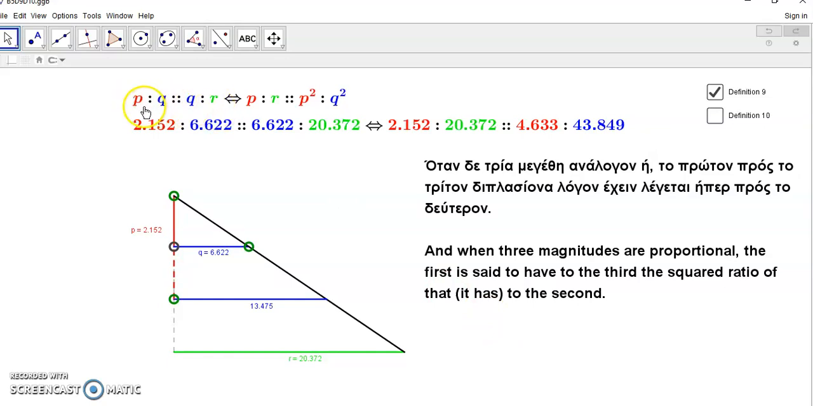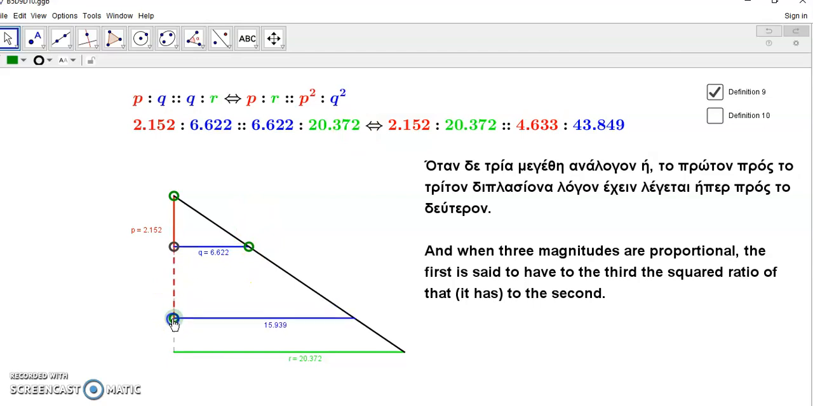So definition 9 says that if you have three magnitudes, as you see here, P, Q, and R, and they're in this proportion, P is to Q as Q is to R. And if you have that, then this implies that P is to R as P squared is to Q squared. I'm sorry, and I've written down the values here.